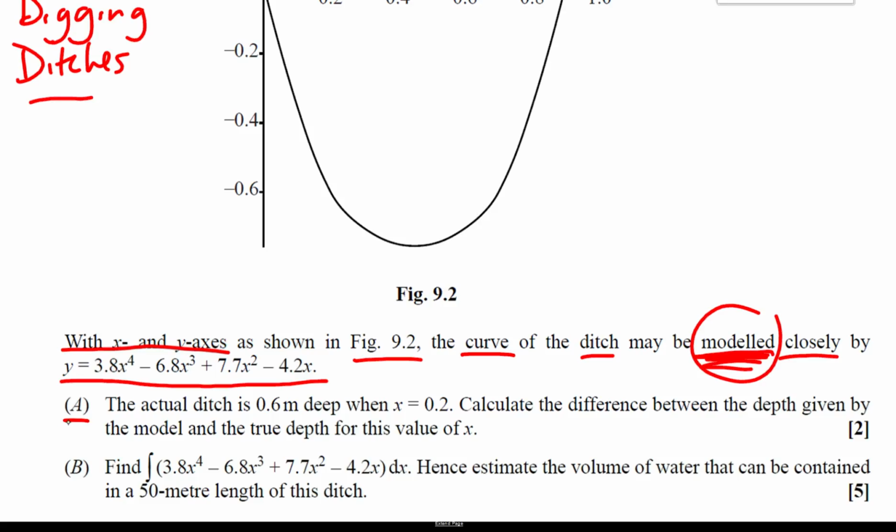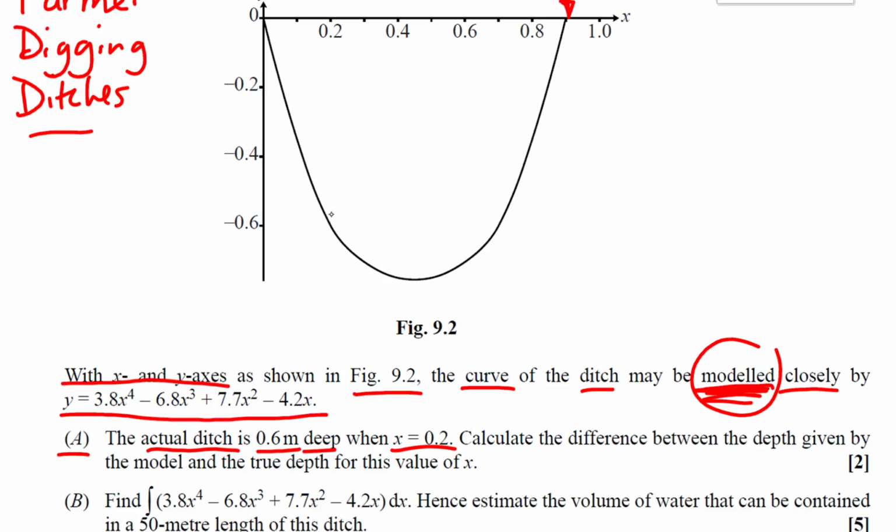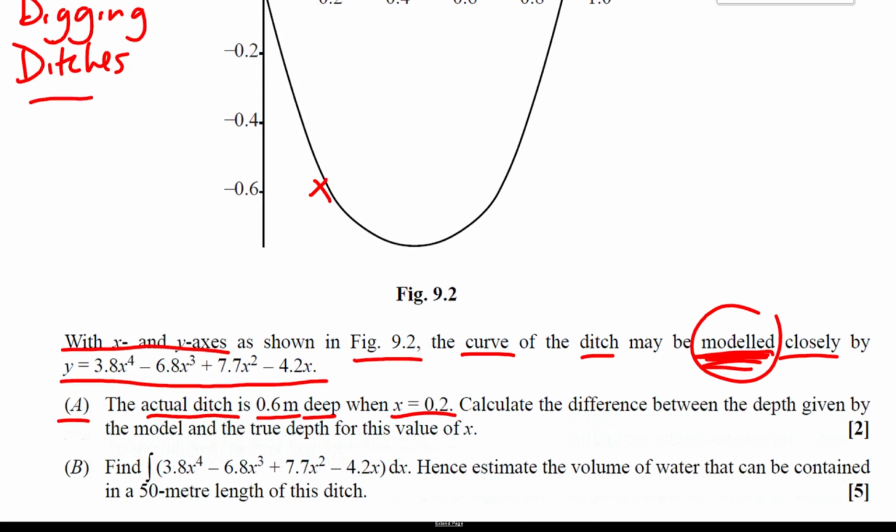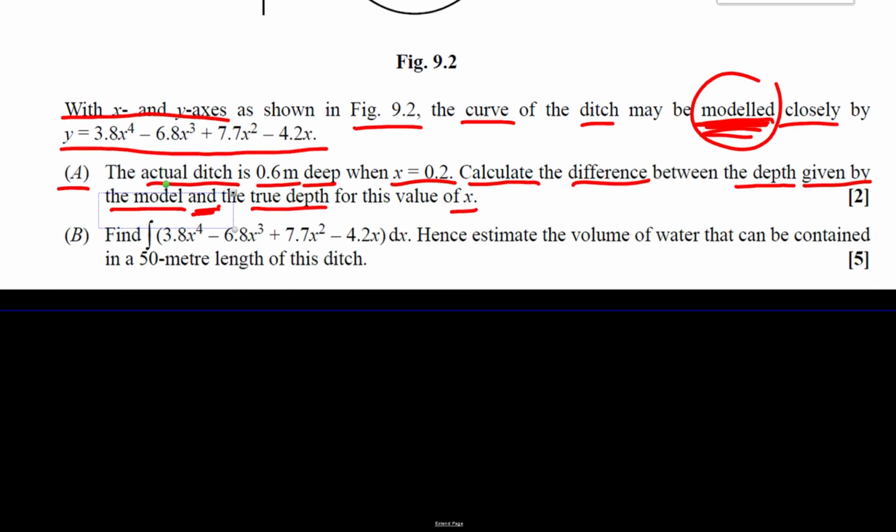So A, the actual ditch is 0.6 meters deep when X equals 0.2. Just having a quick look at our diagram, that's slightly over here. There's the 0.2 point. So we've got something that looks around here, isn't it? So they're telling us the actual depth there is about 0.6. Yep, negative, because it's a hole in the ground. And then it says calculate the difference between depth given by the model and the true depth for this value of X. Okay, so that's our first part of the question. So let's have a look at part A.